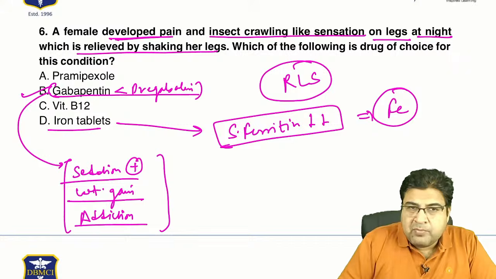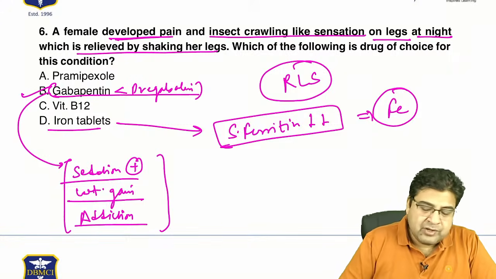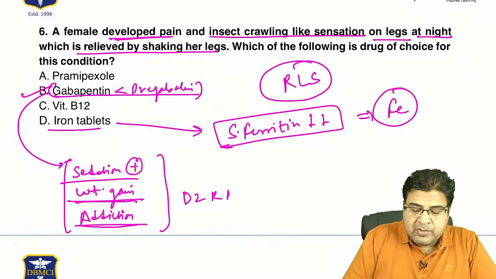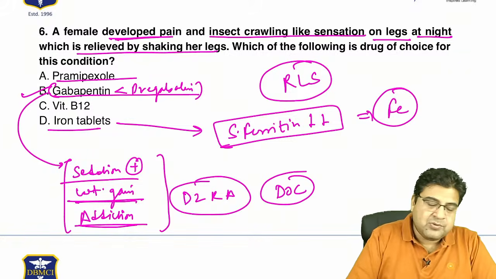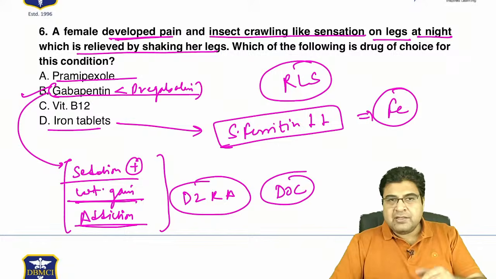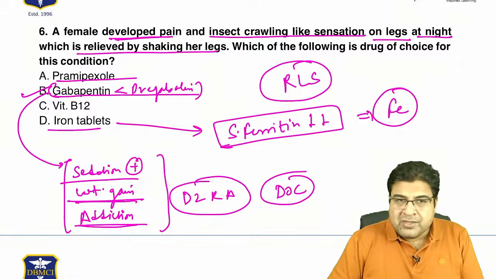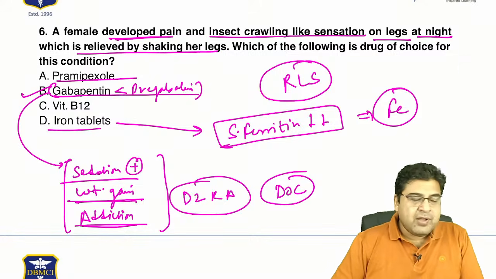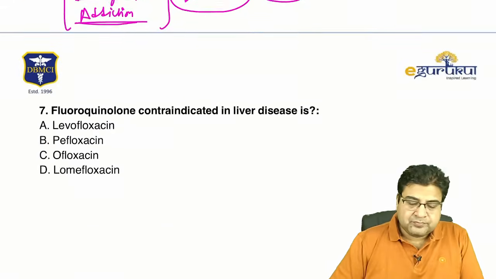Now, if these three problems are there, like the patient is involved in some important work and constant attention is required, the patient is obese, or the risk of drug addiction is there, then you will mark the drug of choice as a dopamine D2 receptor agonist like pramipexole. So pramipexole will be the answer in three conditions: when the patient requires constant attention, the patient is obese, and there is a risk of drug addiction. Otherwise, you will mark pregabalin, gabapentin. So question number 6, answer is B.